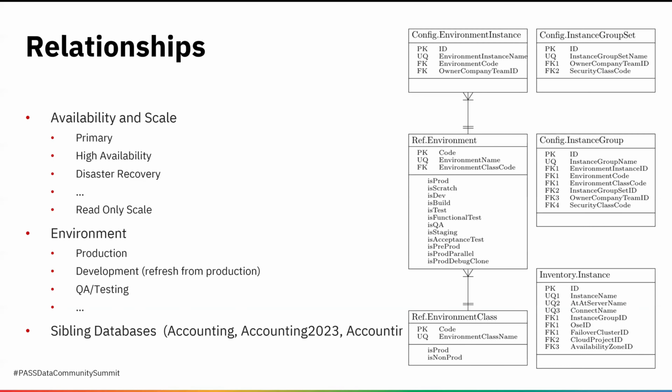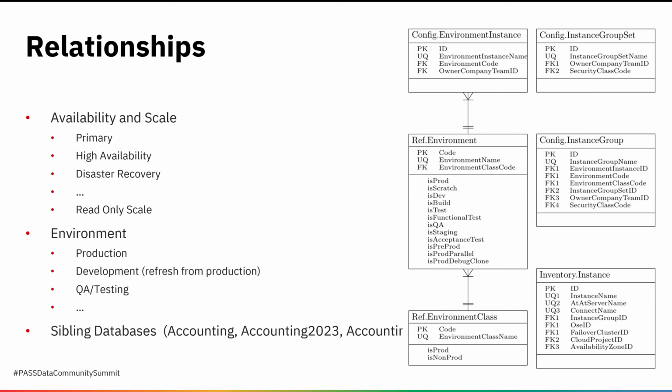The next one I said, relationships. As I said, availability and scale. Who is the primary? Who is the disaster recovery, high availability node? Who is read scale? All that. Environments. Who is production? Who is development? How are you related?